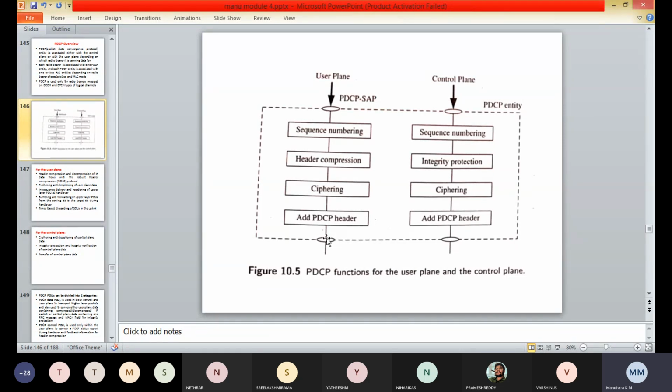So here the PDCP is the Packet Data Convergence Protocol. It is associated either with the control plane or with the user plane, depending on which the radio bearer is carrying the data for. Each radio bearer is associated with one PDCP entity, and each PDCP entity is associated with one or two RLC entities.